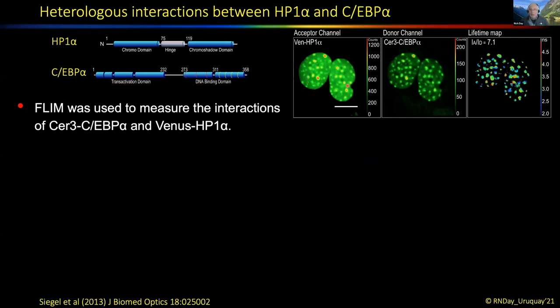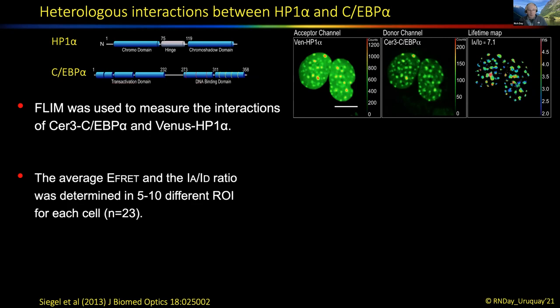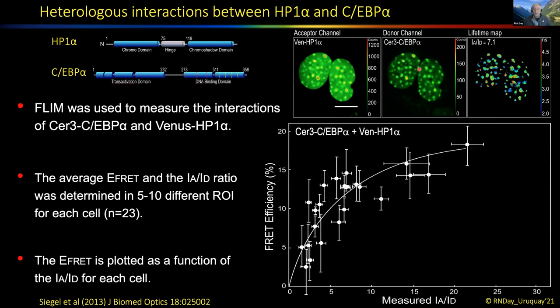And so again, we use this FRET-FLIM approach. We have a Venus tagged HP1 alpha, the full length HP1 alpha. We have cerulean 3, which is a variant of turquoise, tagged to CEBP alpha. And this is an example of one of these cells. This is a lifetime map. And we use this FRET-FLIM approach. We measured many cells, we measured many ROIs in each cell, and then we plotted the FRET efficiency determined by lifetime as a function of the acceptor to donor ratio.